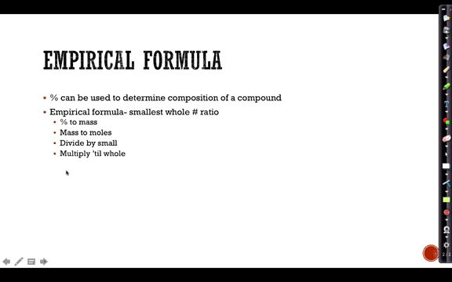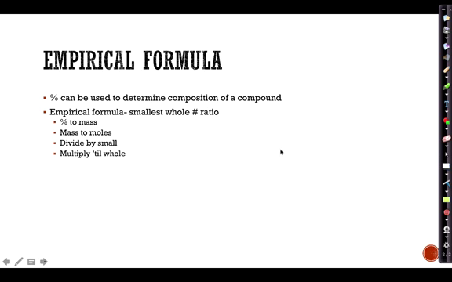More than likely, don't quote me, but you probably won't have to do that last step. Usually most of the math works out that once you get the number of moles, you're going to get the ratio by dividing by the smallest, and then usually you have whole numbers at that point, so you don't have to do this part, usually.